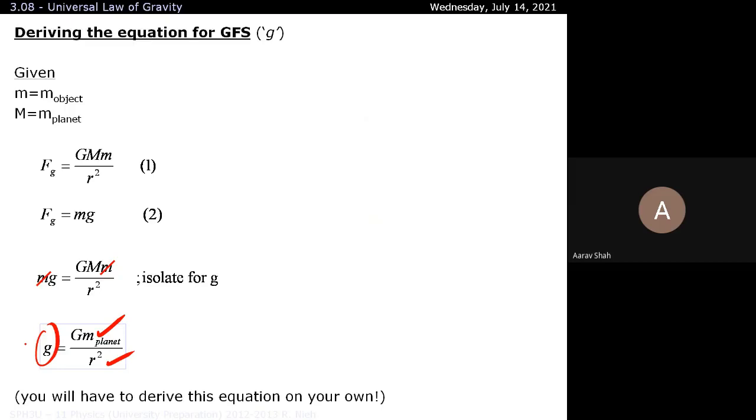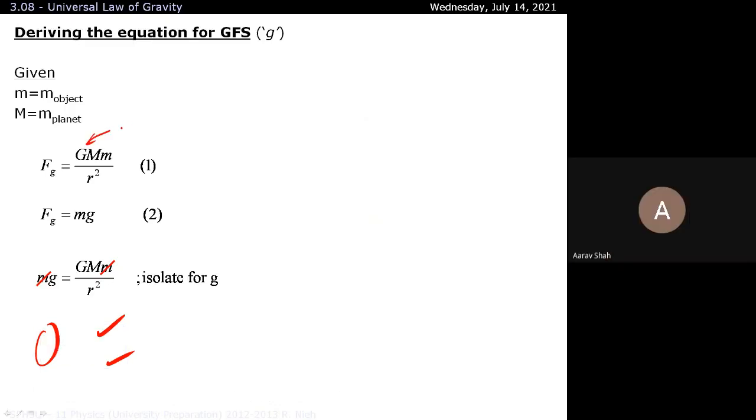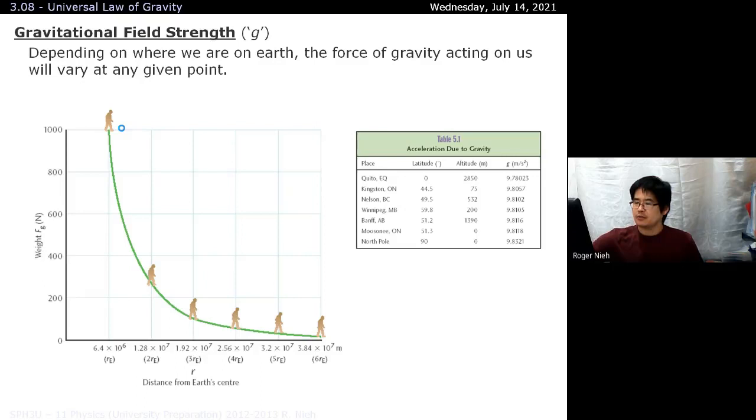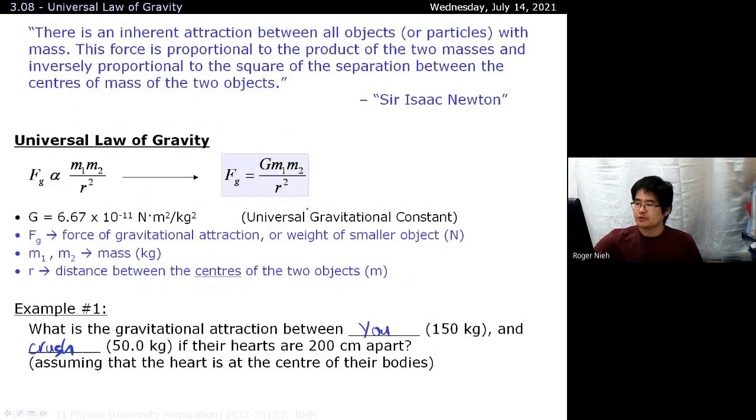What does the capital G stand for again? Remember that capital G is the universal gravitational constant. Okay, thanks. Which was pointed out all the way back here. Universal gravitational constant. That's all it is.